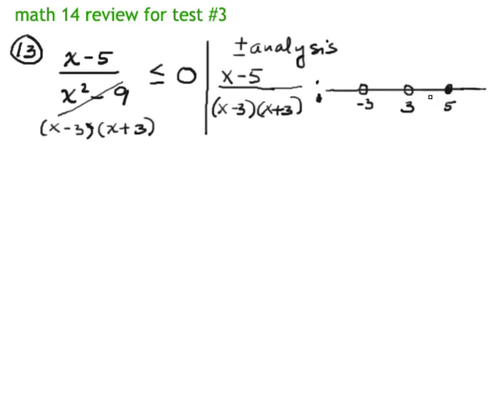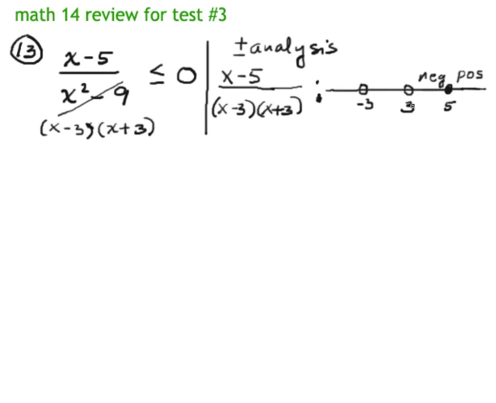And now substitute in values. We substitute in 6: 6 minus 5, 6 minus 3, 6 plus 3. Those are all positive, so we get a positive value. This expression is positive to the right of 5. Again, we only had to substitute in one value, so we did 6, which is to the right of 5. Here, in between 3 and 5, we can substitute in 4, for example, and we'll get negative, positive, positive, so the whole expression will be negative.